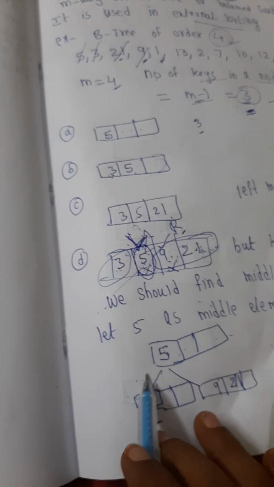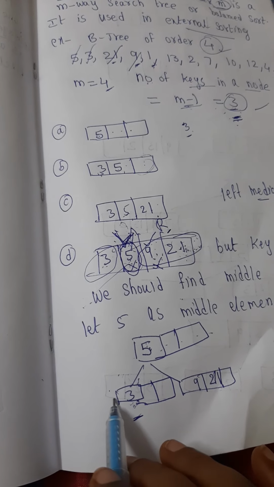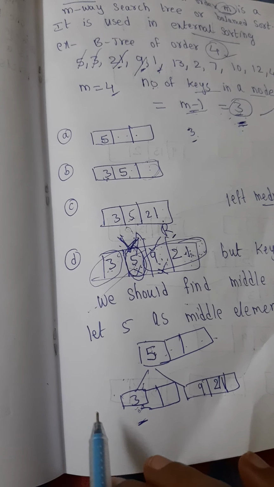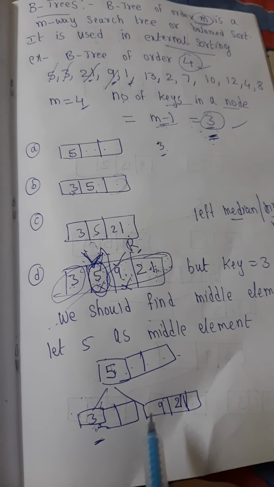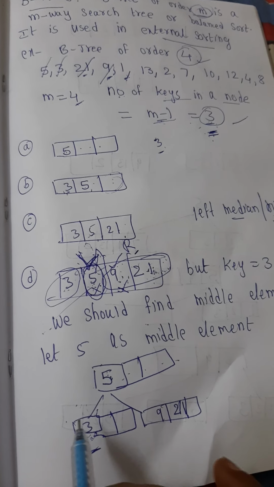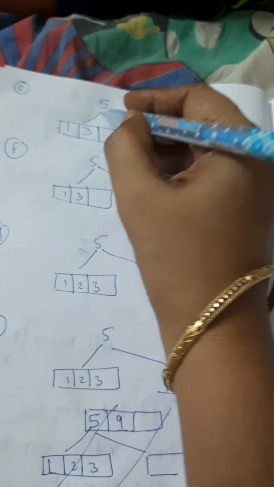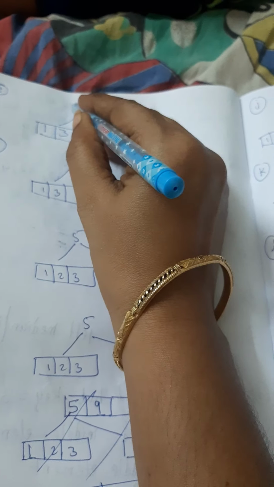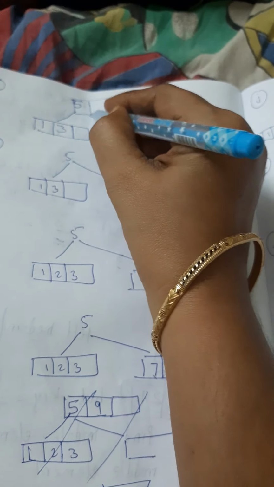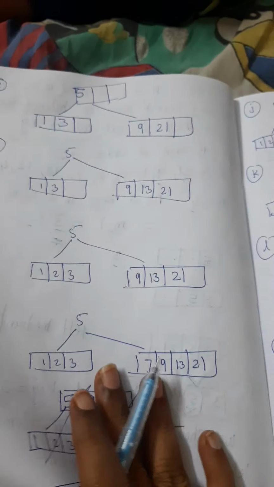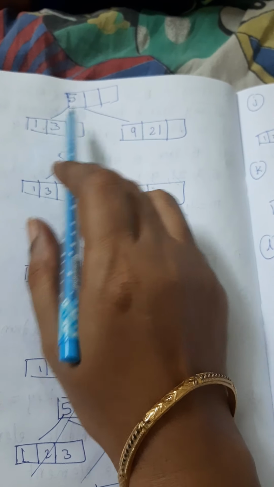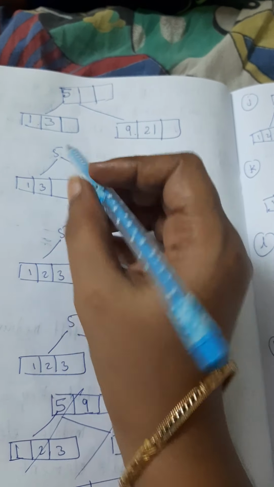Already you have 3 here, and already I said the smaller element should be towards the left and the bigger element should be towards the right. So 1 will be coming to the left here. 1 is coming left. And here you have 3. 5 left child is this and 5 right child is this.